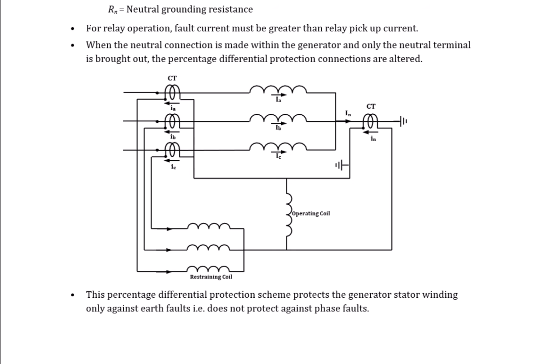We connect the CTs, and the CTs are connected with the operating and restraining coil, and another CT is connected at the neutral point. This percentage differential protection scheme protects the generator stator winding only against the earth fault. It does not protect against the phase fault. Keep in mind that this arrangement only protects the generator winding against the earth fault, not against phase faults.